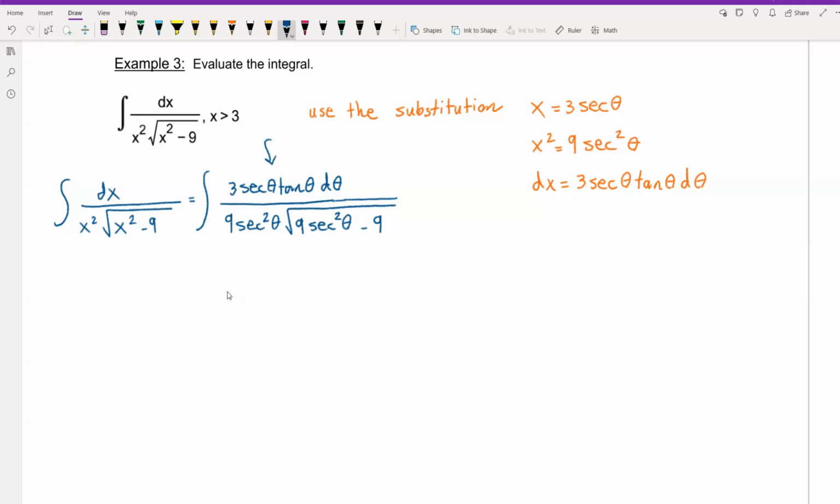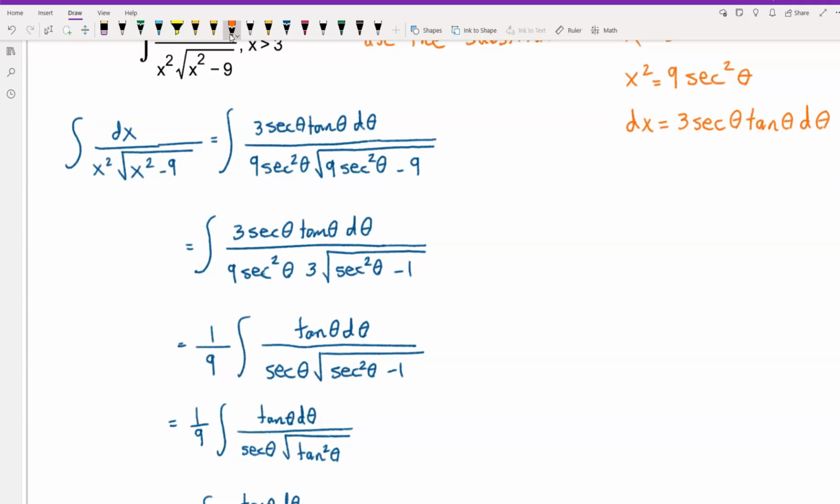This is what we have here on top in the numerator, and in the denominator x squared is 9 secant squared times the square root of x squared, which is again 9 secant squared minus 9. The next step, here we have 9 and 9, so factor out 9, and the square root of 9 is 3. So we have 3 times the square root of secant squared minus 1 for that part. Then multiply by 9 secant squared in the denominator, and rewrite what we have on top.